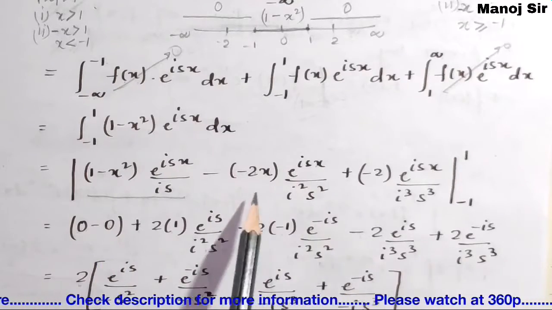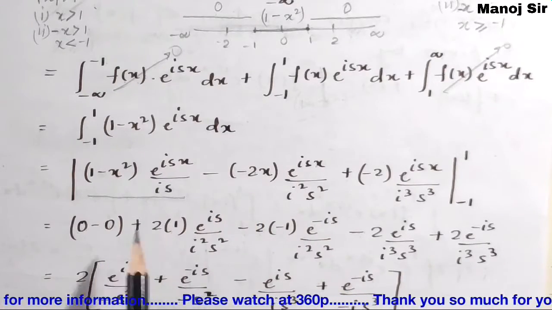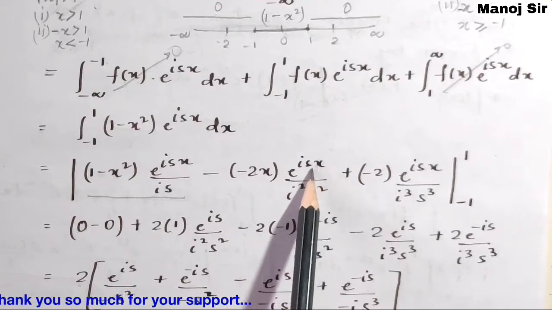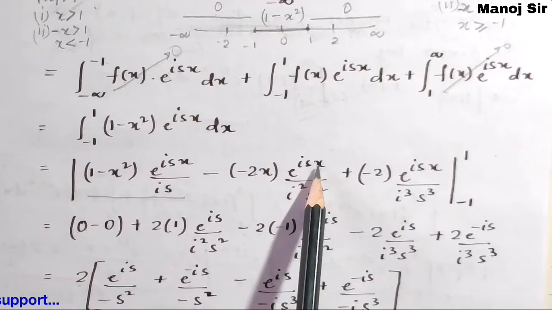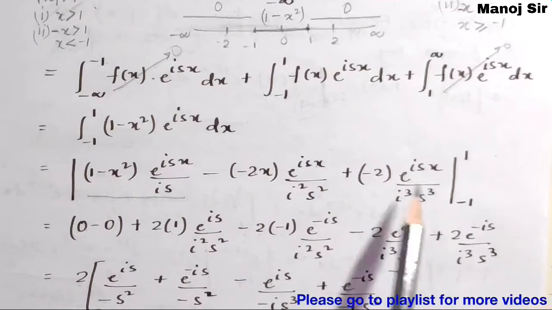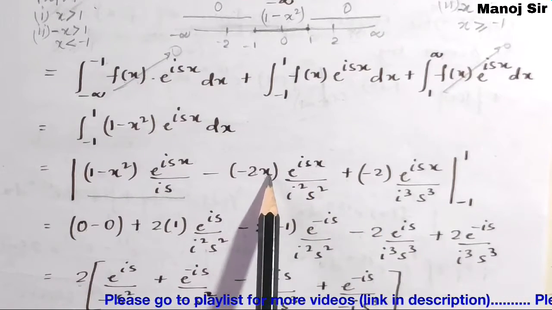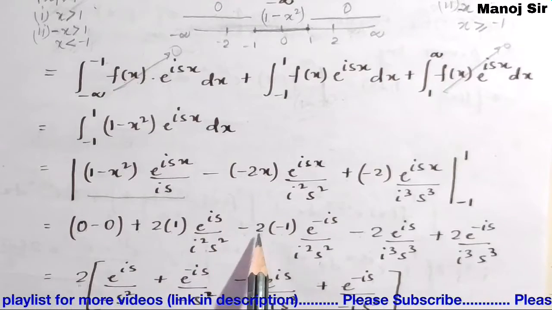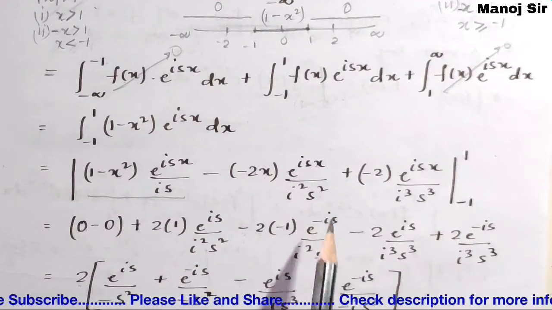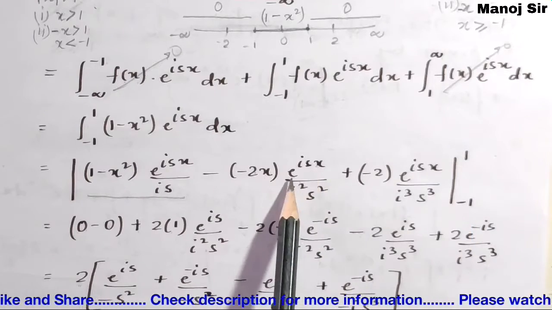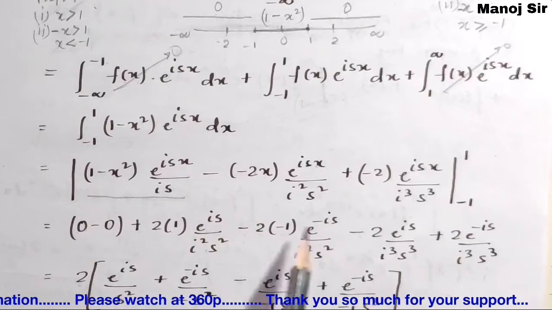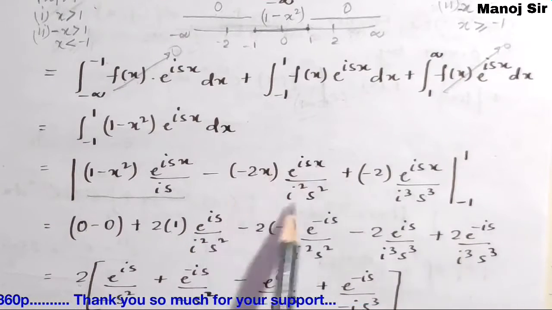Now coming to the second term, negative will become positive. If you put the upper limit here, it is 2 into 1 into, here we have x, so put x here, that is 1, e to power i s upon i square s square. Now if you put the lower limit, this is 2, upper limit positive, lower limit is negative. 2 into minus 1, e to the power, if you put minus 1 in place of x, this will become e to the power minus i s upon i square s square. So these two terms are the upper limit and lower limit for this second term.